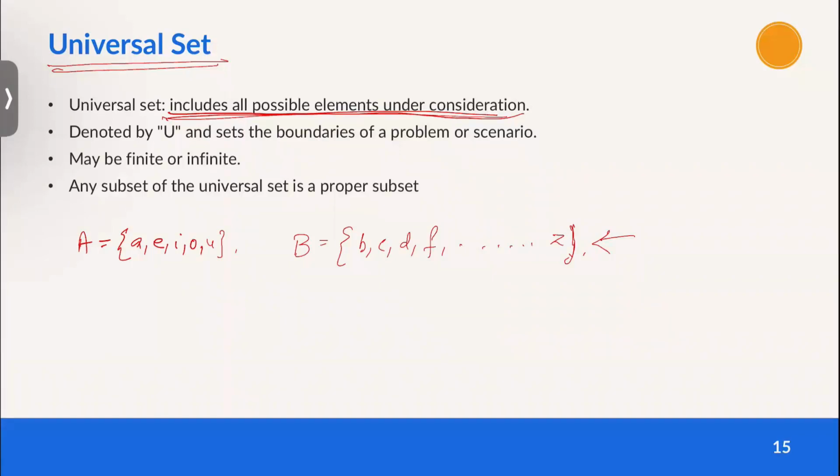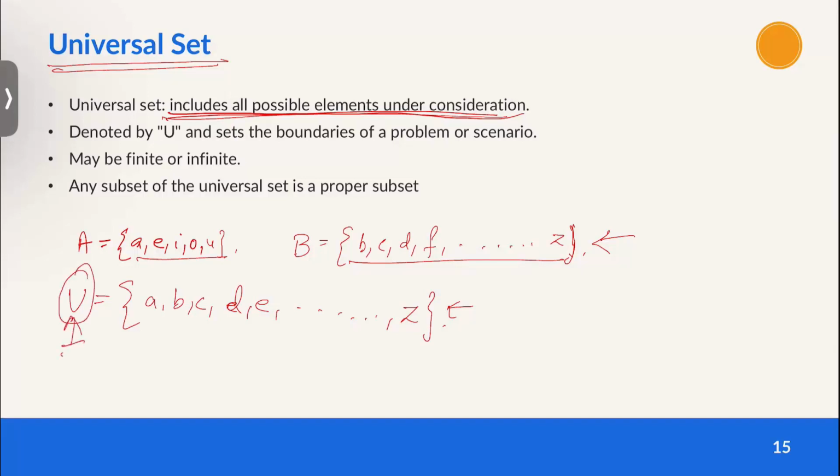What will be the universal set which contains all the elements of these kinds? It will be the set of all English alphabets: A, B, C, D, E, and so on till Z. So the universal set in this case will be the set of all the letters in the English alphabet. You can see that I have denoted the universal set as U. U is the letter which is used to denote the universal set.